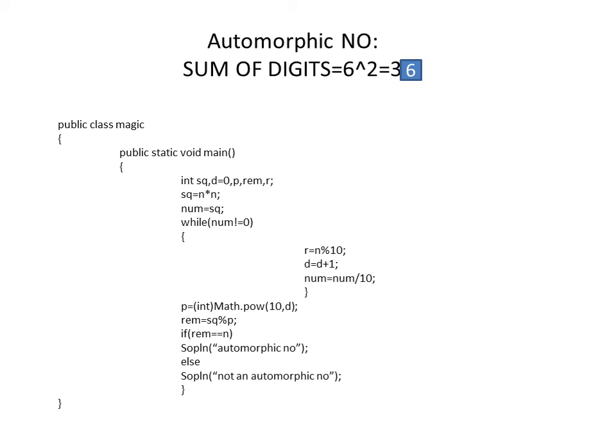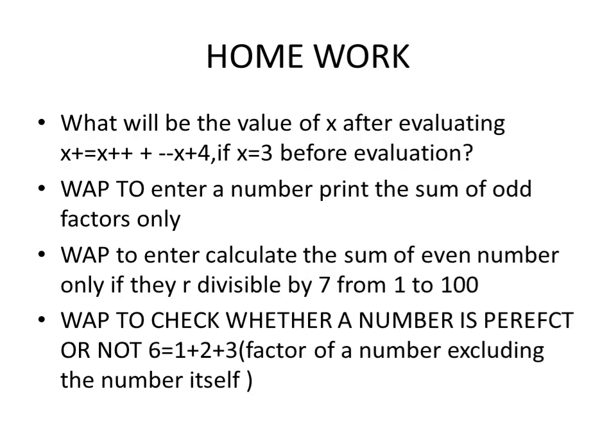So please do a slide correction. Math dot pow bracket, 10 comma d minus 1. Okay, and that's how we'll do an automorphic number. Sorry for the mistake which I did. And then we will discuss a little bit of homework.